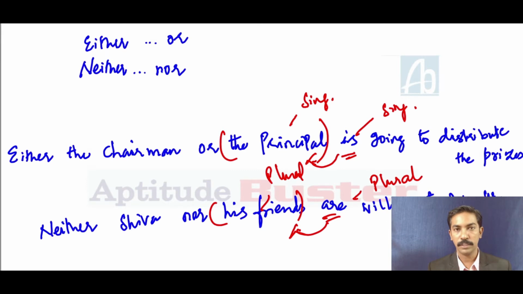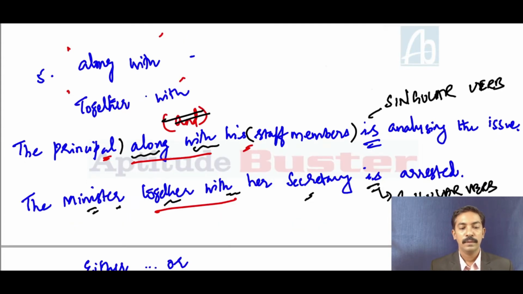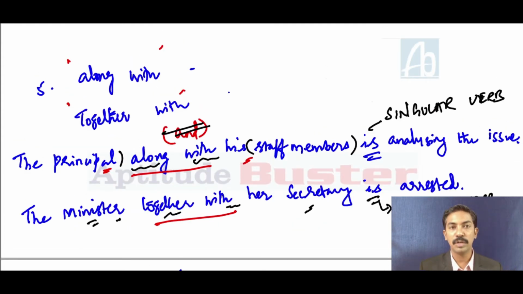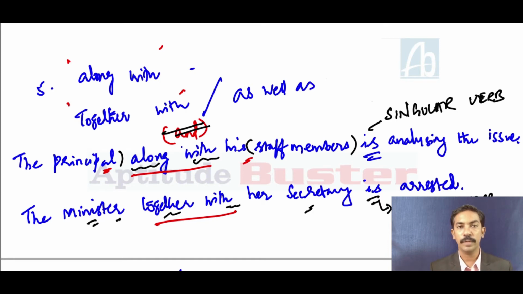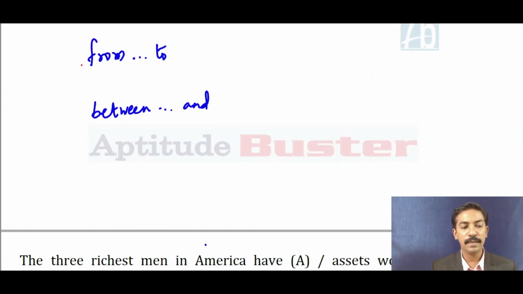To repeat the concept, in either or construction as well as in neither nor construction, the verb will agree with its immediate subject. If the second noun is singular, verb will be singular. If the second noun is plural, verb will be plural. I talked about this idea whenever two nouns are linked with these phrases along with, together with, you can also add as well as. So whenever two nouns get linked with these phrases together with, as well as, or along with, the verb will be singular.